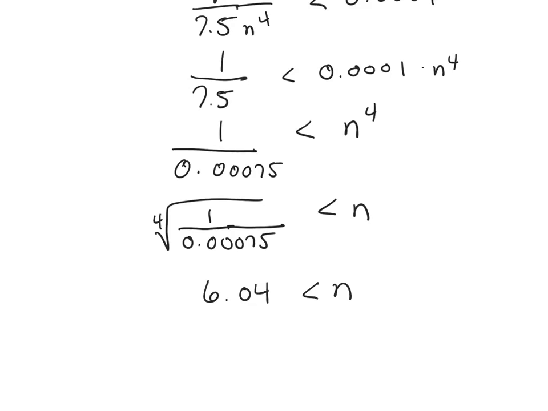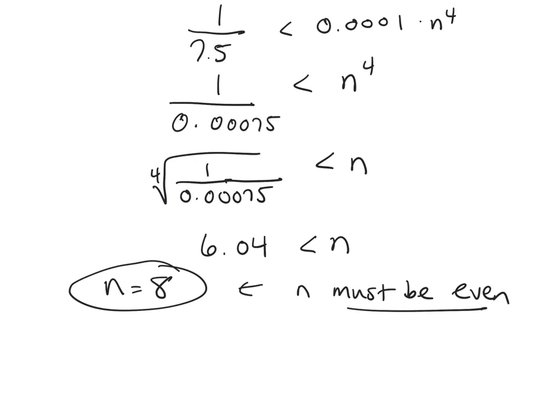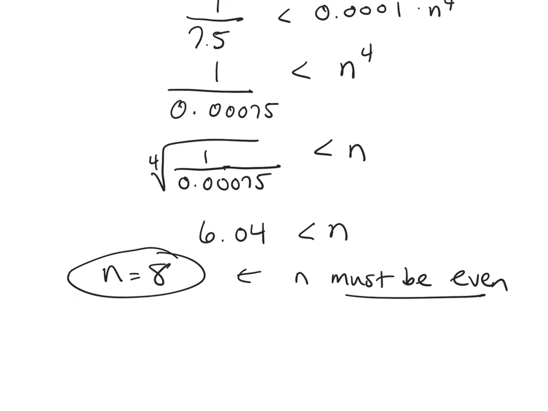So what should I choose n to be? I need it at least as big as 6.04, so 8. Why 8? N has to be even. There's this little trick with Simpson's rule. You want to just round up, but remember, n has to be even. So you need to pick n to be 8. Again, n must be even, so don't forget that when you're doing Simpson's rule, you need an even number for n.